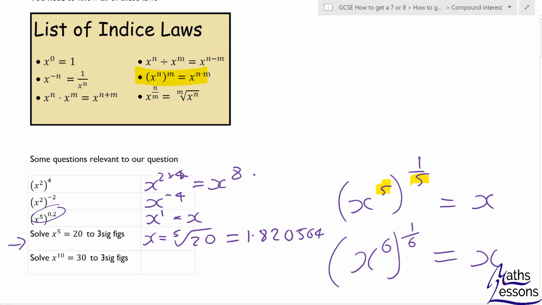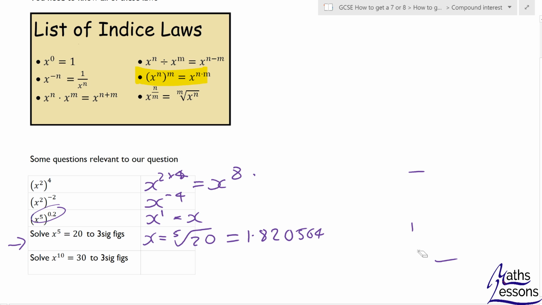820564. Now we've got to give this to three significant figures. I'm just going to rub this out to get myself more space. Now we've got to quote this as three significant figures. So the fourth significant figure is 0, so we don't round up, so that's 1.82.